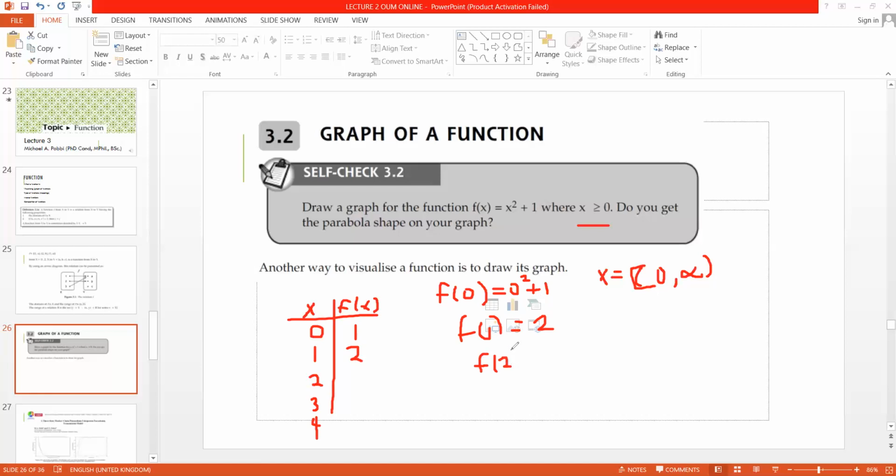F at 2 will give us 2 squared plus 1, which is equal to what? Which is equal to 5. That's 4 plus 1 equals 5. Okay. Then we have f at 3. F at 3 will be 3 squared plus 1, which is equal to what? 9 plus 1, 10. And then 4 squared plus 1 will be 16 plus 1, which is 17.